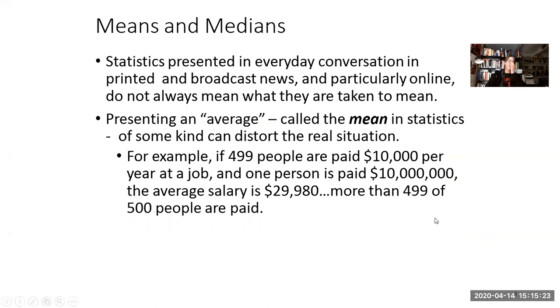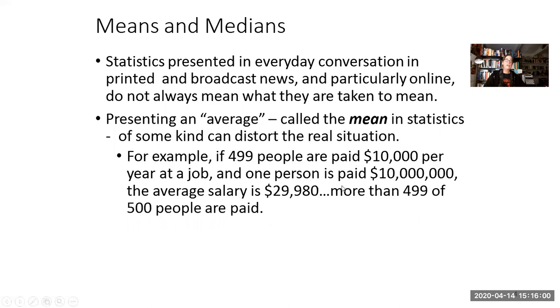Okay, here's an example of how an average can distort what's going on. If you have a town of 500 people, 499 are paid $10,000 a year at a job. One person makes 10 million. You take the average, that comes out to $29,980. But only one person makes that much money, and makes quite a bit more. Everyone else makes less. So this number wouldn't tell you much about the economic, the purchasing power of the people in town. There's only one person that approaches that.